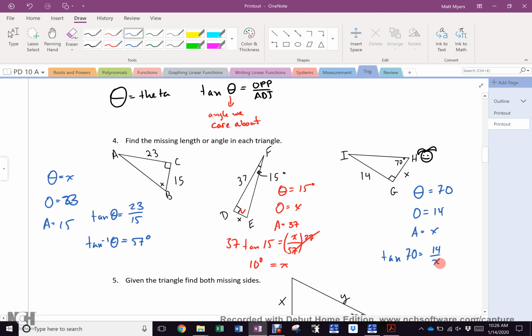Tan 70. Ooh, barf. X is on the bottom. Now, we could take a long time to show why algebraically what we need to do here, or we can be smart. Here, when the number was on the bottom, we multiplied. What are we going to do here? Divide. X is going to equal 14 over tan 70. What is X?